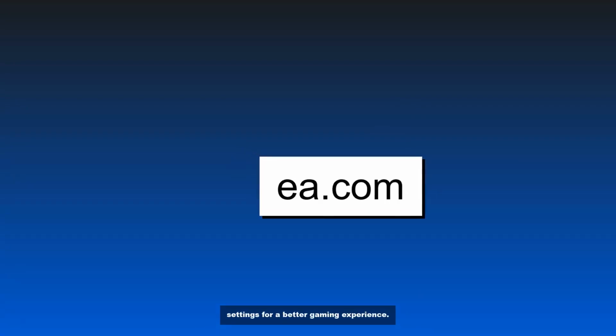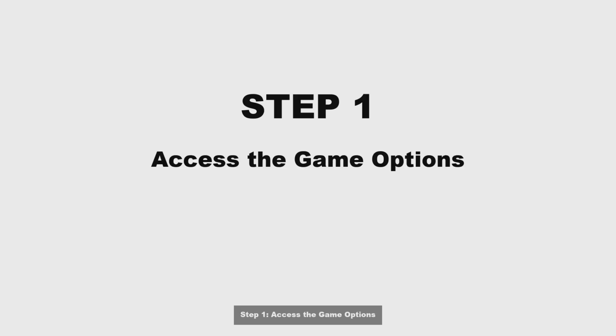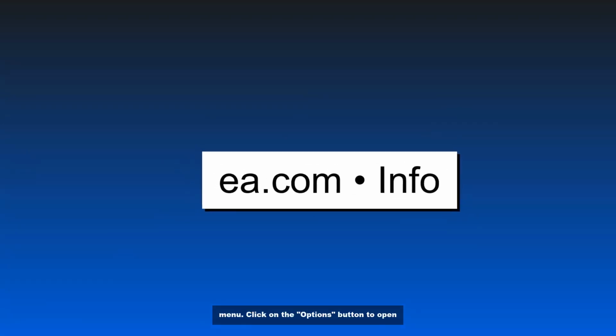If you're experiencing issues with the graphics settings in The Sims 4, follow these simple steps to adjust and optimize your settings for a better gaming experience. Step 1. Access the game options. Launch The Sims 4 and navigate to the main menu. Click on the Options button to open the Game Settings menu.